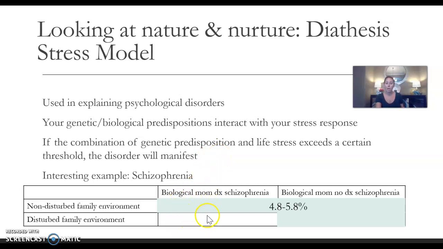But down here, where you had kids whose biological mom had a diagnosis of schizophrenia and they were raised in a disturbed family environment, their likelihood of later developing schizophrenia was 36.8%. So you can see this is way, way higher. But it's because we added in that variable of the increased stress.